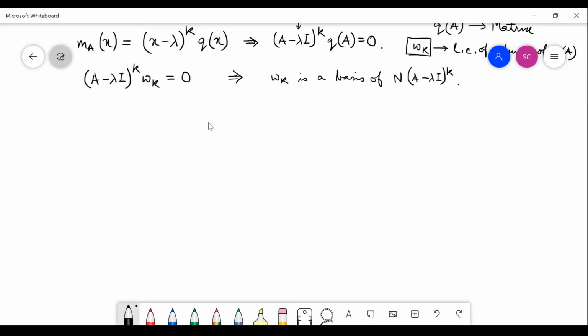I hope now the understanding of null space etc. is clear. So (A minus lambda I)^k omega_k equal to 0 implies omega_k is a basis of the null space of (A minus lambda I) to the power of k, and I am only working with one such non-zero vector. We are proceeding to the next steps with one of those non-zero vectors. The same thing could be done for all the non-zero vectors. So we have found one omega_k.